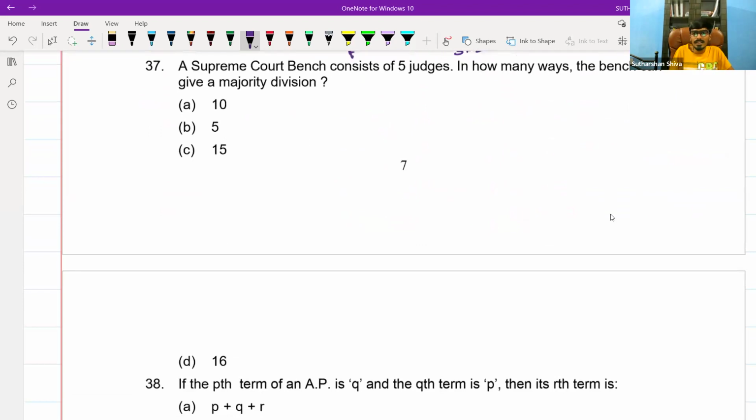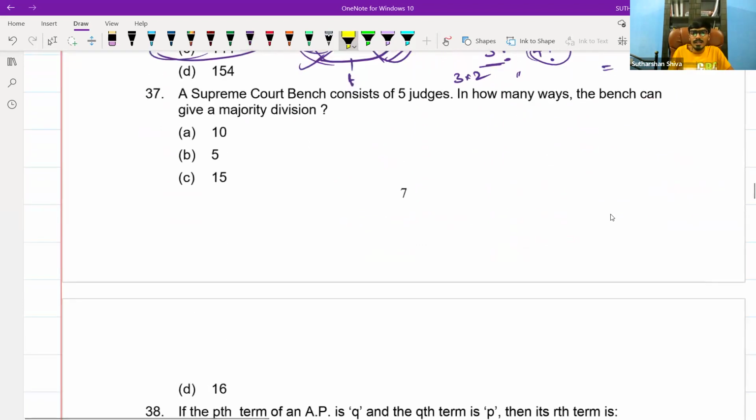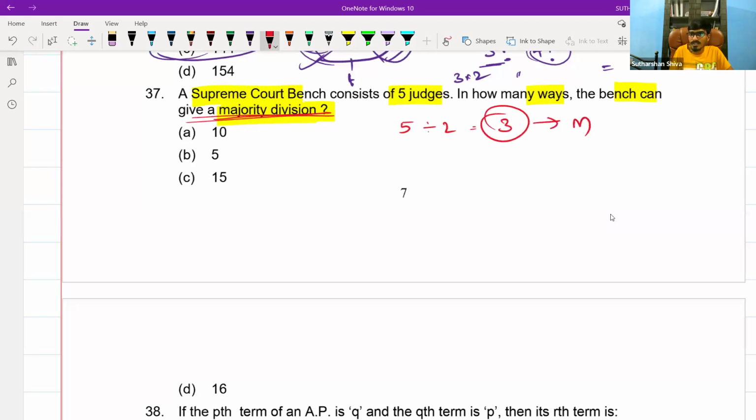Then 37 is another interesting question. If a Supreme Court bench consists of 5 judges, in how many ways can the bench give a majority decision? Underline the words majority decision. Majority means out of 5, more than half. It means from the third judge the majority comes. Fourth judge the majority comes. From the fifth judge, all the 5 judges can give the same decision. Out of 5 judges, 4 judges can give the same decision.